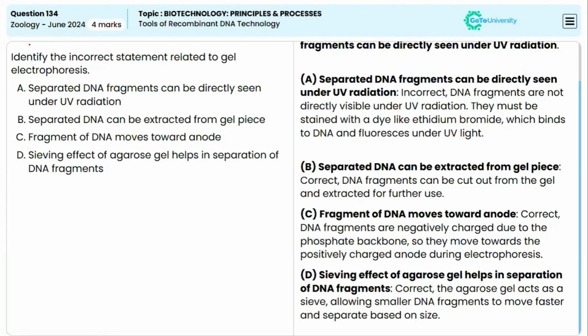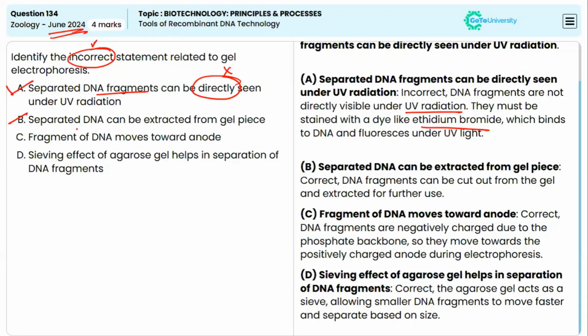In this question, you have to identify the incorrect statement related to gel electrophoresis. This is from June 2024 question paper. First one, the separated DNA fragments can be directly seen under UV radiation. This is incorrect, can't be directly seen. We need to stain it with ethidium bromide and then view it under the UV radiation. So option A is an incorrect statement. That means option A is the correct answer.